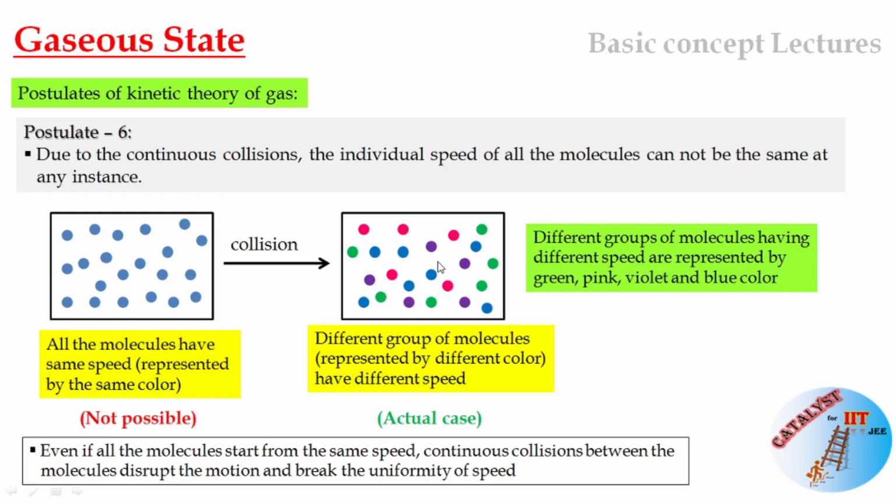So in this picture, the speeds of all the molecules are not the same. Instead, different groups of molecules have different speeds, and these different groups are represented by different colors: green, pink, violet and blue. So among these two pictures, or two different cases, the first one, the picture on the left side, is not possible, because the continuous collisions between the gas molecules make a difference in the speeds of the gas molecules. So this is the actual case of the gas molecules.